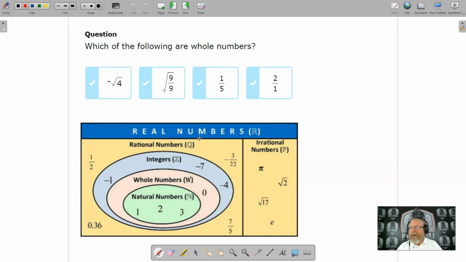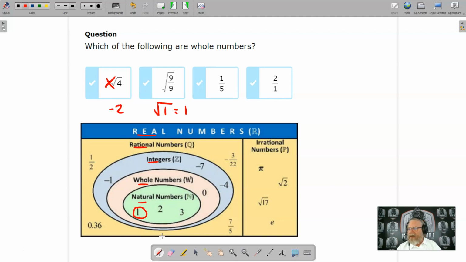Which of the following are whole numbers? So there could be more than one correct answer. So let's go through each of them. This is the opposite of the square root of 4. So the square root of 4 is 2, and the opposite of 2 is -2. So what about -2? Well, that would be integer, rational, and real. So it's not a whole number, so we'll get rid of that. Let's look at the next one. We have 9/9. Well, any number over itself is equal to 1. And the square root of 1 is 1, so we're talking about this value here. So it's natural, whole, integer, rational, real. So is it a whole number?